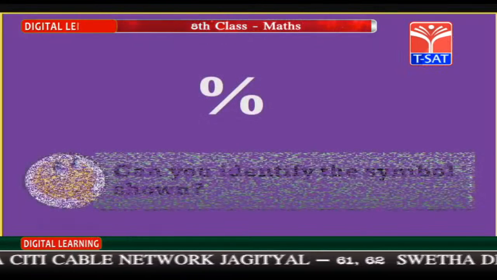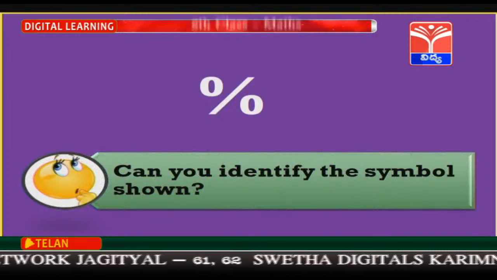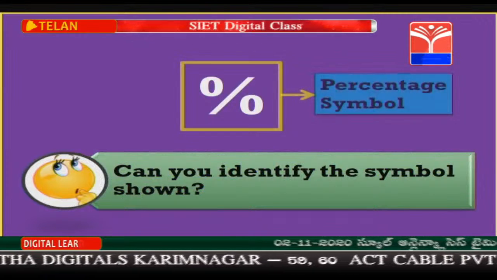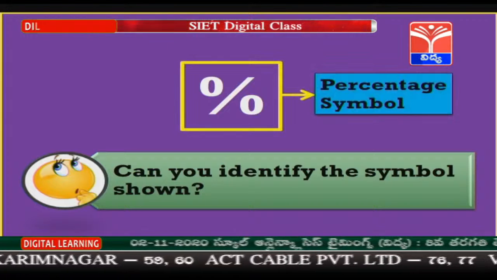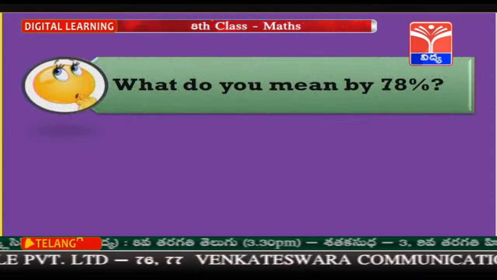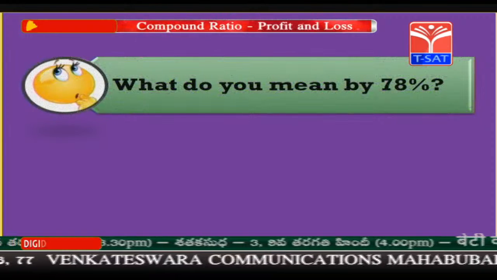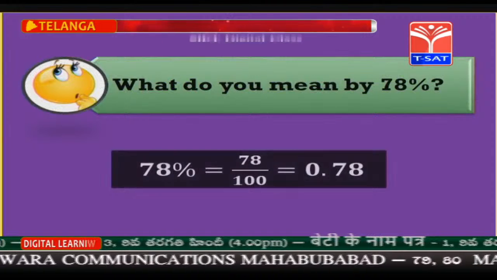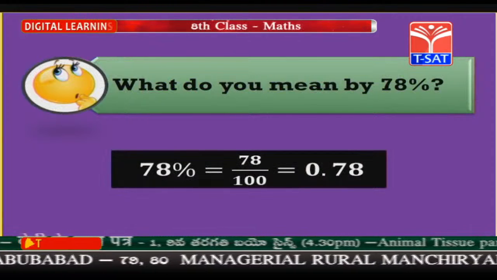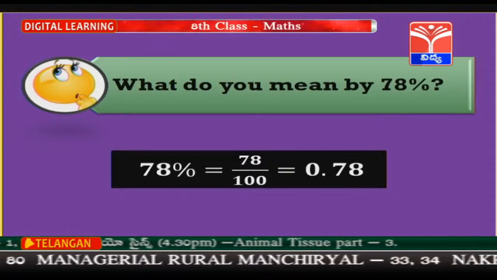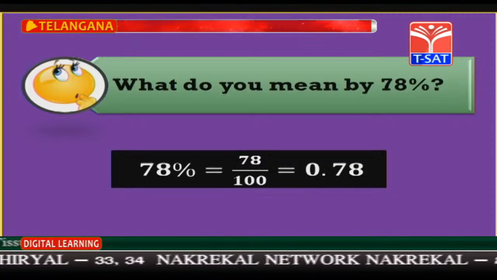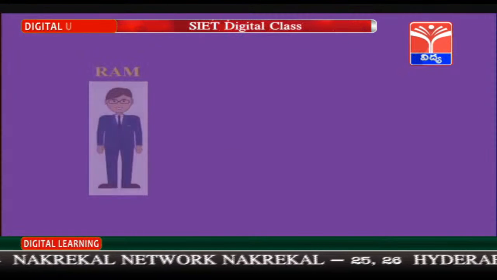Now, let us see the symbol shown on your screen. Can you identify this symbol, children? Yes, this is the percentage symbol. Children, can you tell me what you mean by 78%? That is right, 78% is nothing but 78 by 100, or it can also be written as 0.78 in decimal form.